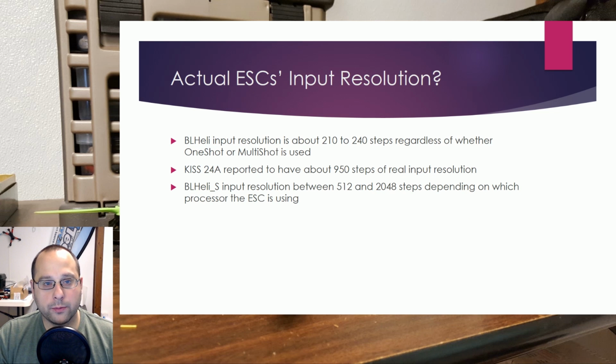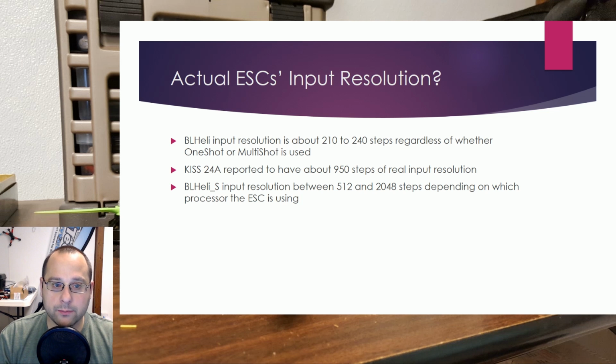What's the actual input resolution of some ESCs in the real world? Well, BLHeli input resolution is about 210 to 240 steps. And some of you will be surprised to find out that that's true regardless of whether OneShot or MultiShot is used. I have that from a post on RC Groups written by no fewer a luminary than RS2K himself. So that's as from the horse's mouth as it gets.